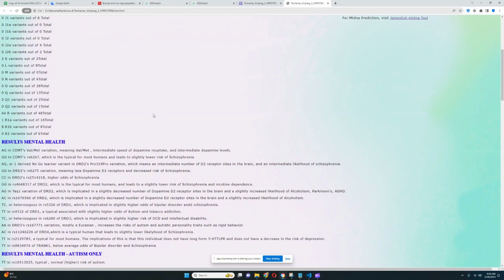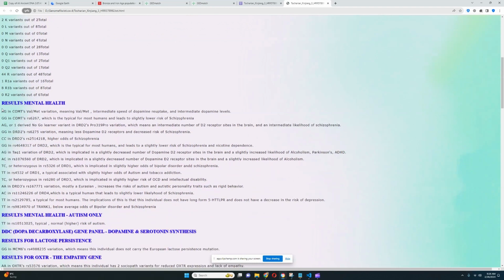So the results for mental health is that he's got AG in COMT Val/Met variation. So he's got intermediate speed of dopamine reuptake and intermediate dopamine levels between Warrior and Worrier. He's not genotyped for the Warrior versus Worrier variation in MAOA, unfortunately. He's also got heterozygous genotype here in the no-go learner variant in DRD2. So he's got one no-go learner variant and one not no-go learner variant, intermediate number of dopamine D2 receptor sites in the brain and intermediate likelihood of schizophrenia.